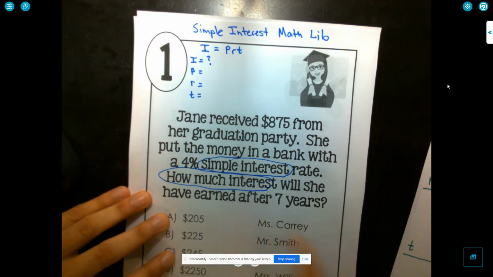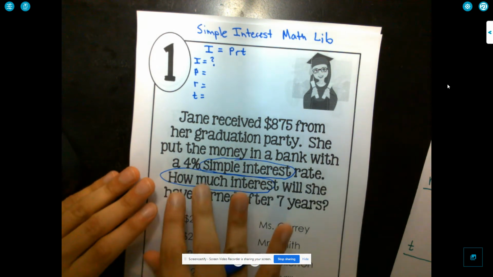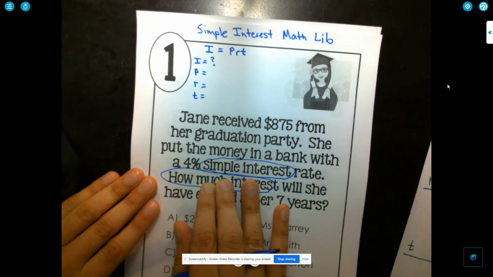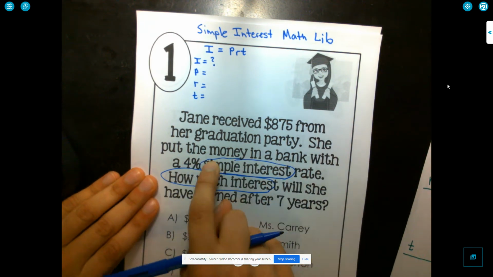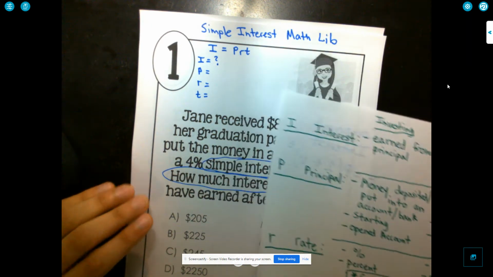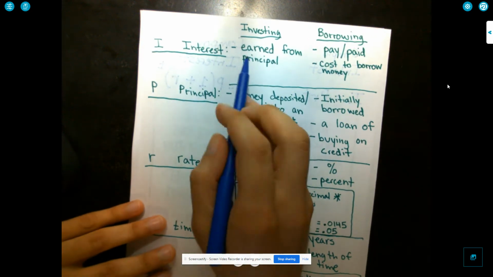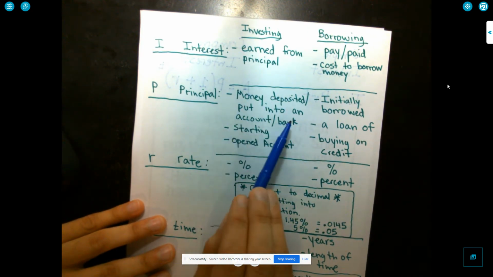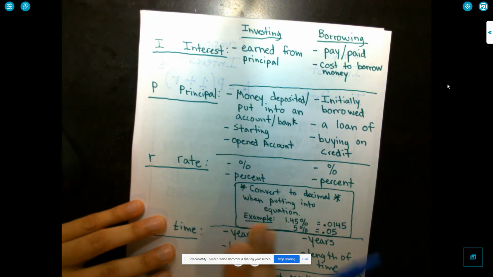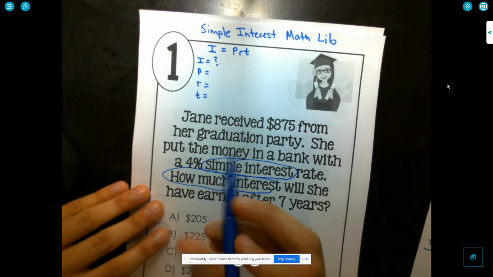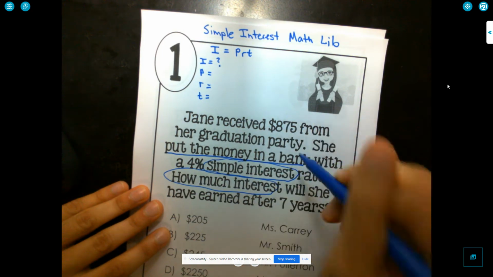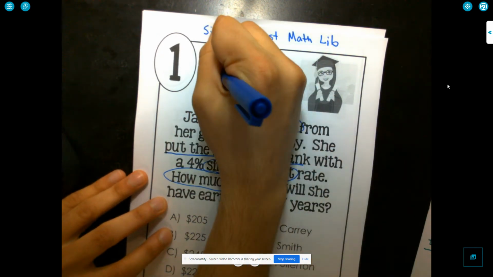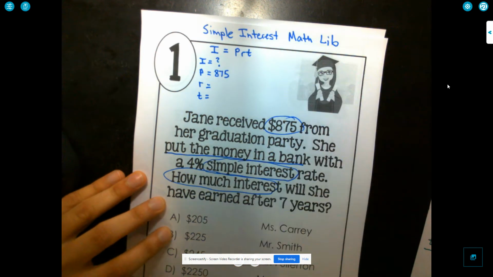So now we need to find the principal. First we need to ask ourselves, are we dealing with an investment problem or a borrowing problem? Since she's putting money into a bank, that's investing. So we're looking for principal and investing, something similar to money deposited, put into a bank, starting amount, opened an account. She put money in a bank, so this is your key phrase. How much did she put in the bank? 875. So 875 is going to be our principal.